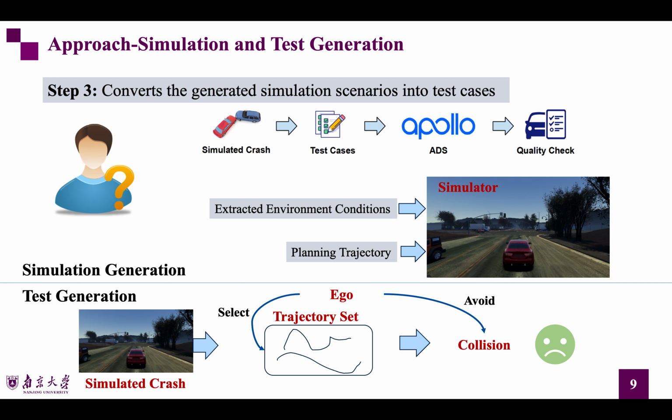For the final step, SoVAR converts the generated simulation scenarios into test cases. SoVAR puts the extracted environment conditions and planning trajectories in the simulator. Then, SoVAR automatically derives system-level test cases from the output of the trajectory planning model, allowing the ego car to choose a trajectory different from the one described in the accident report to avoid collisions. If a collision occurs, it may be due to a decision error by the autonomous driving system.